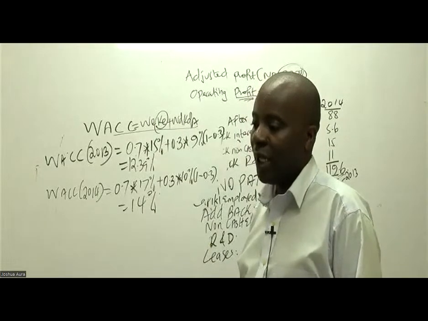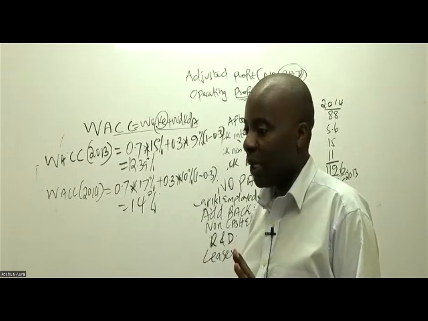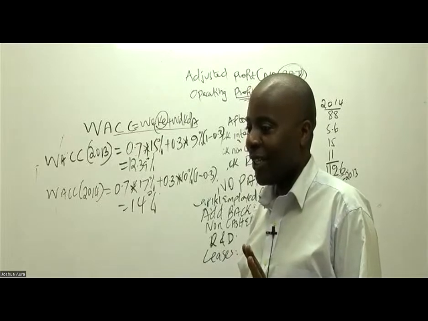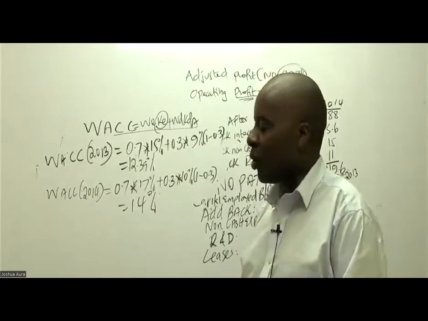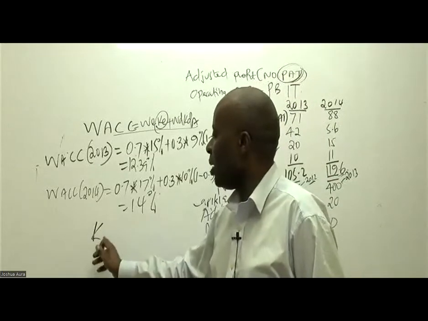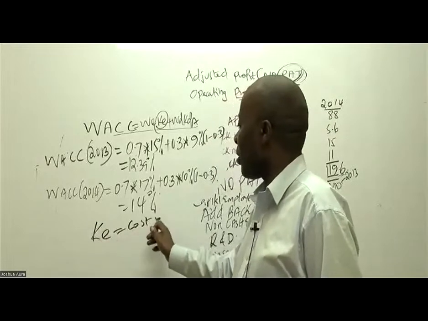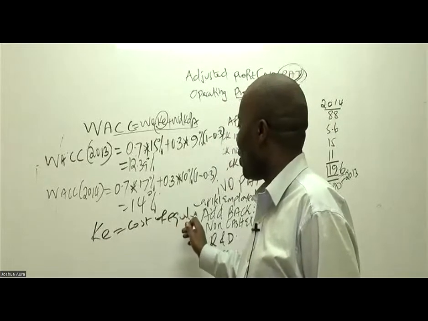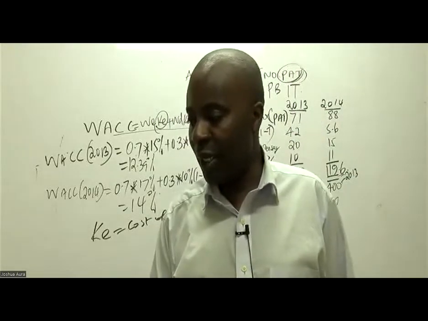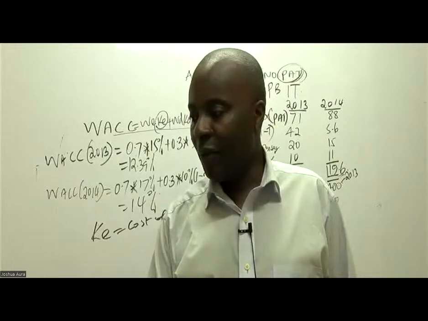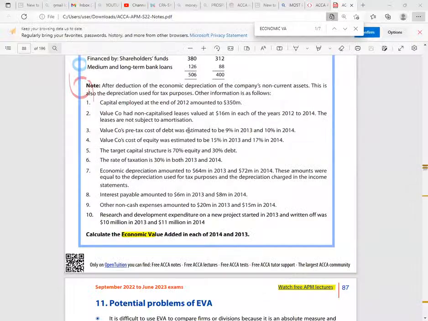KE, do you know the meaning of KE? KE is cost of equity. You never did advanced financial management or financial management in section 3. KE is cost of equity, and they have given you the cost of equity for the 2 years. It's given here.